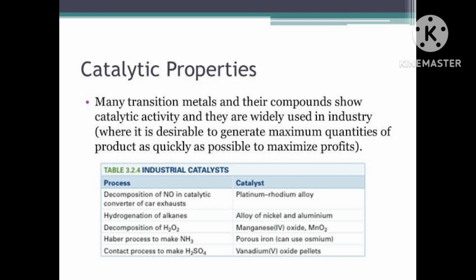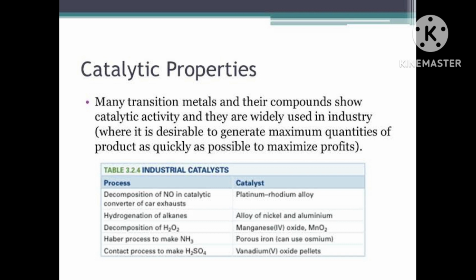Three examples I already told you. Vanadium(V) oxide in the contact process, when sulfuric acid is made, functions as a catalyst. Second, the Haber process, the manufacture of ammonia, where finely divided iron is used as catalyst, and nickel is also used as a catalyst in hydrogenation. These examples I have told you.